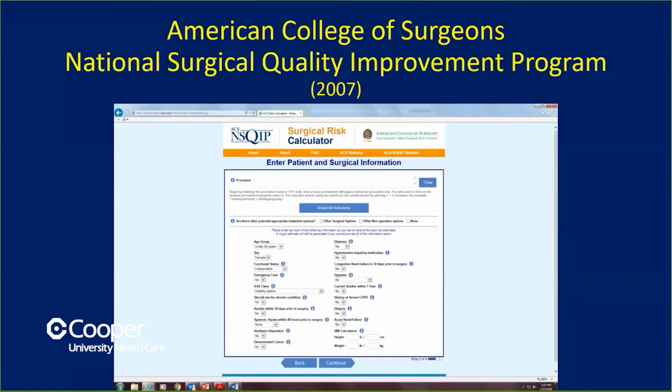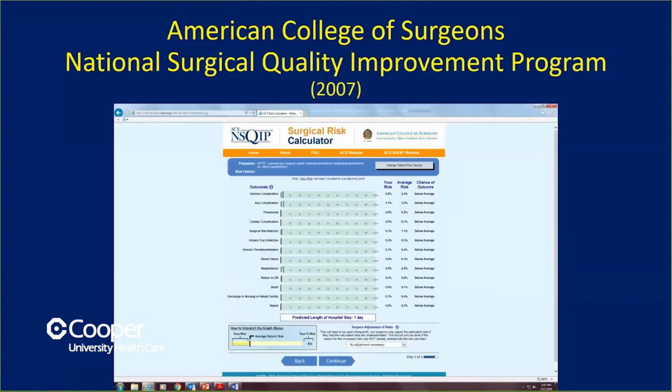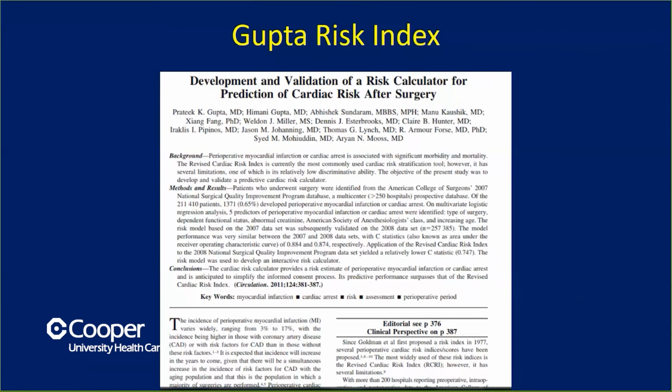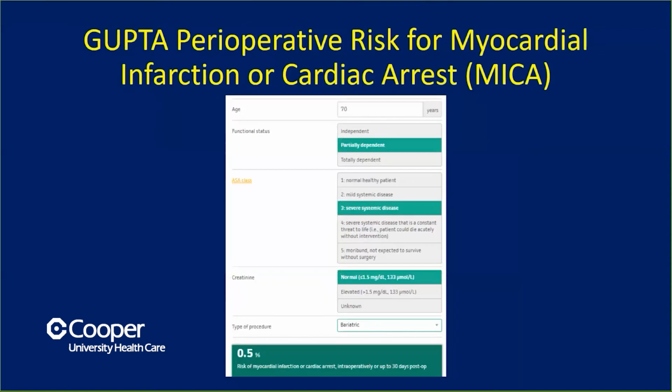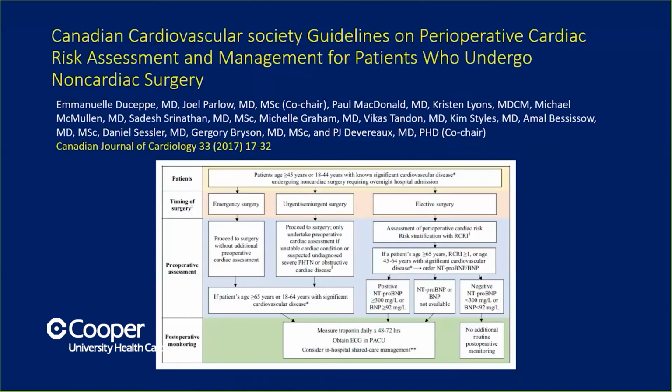Now, the surgeons have their own index from this NSQIP, and you can go on your phone and calculate all this based on the surgical data. This is a large database, very useful. I'm not going to go over it anymore. There's a Gupta risk index, a MICA score, that Dr. Gupta came up with, also valid. This is their MICA score. Again, I'm not going to go in detail.